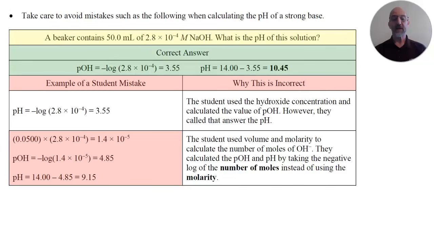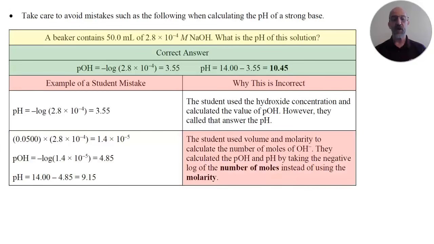What they did was something that you would normally use when you're calculating the number of moles. So they did volume. So the beaker contains a 50 milliliter sample, and so they turned that into liters. They multiplied the volume in liters times the molarity, and they got 1.4 times 10 to the negative 5. And then they finished their calculations for pOH and pH, and so they got 9.15 for their final answer.